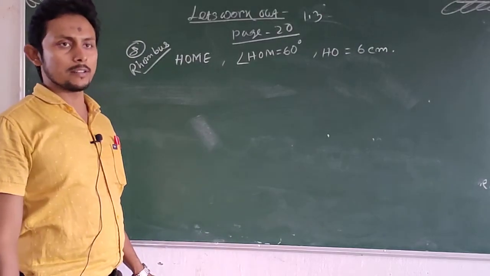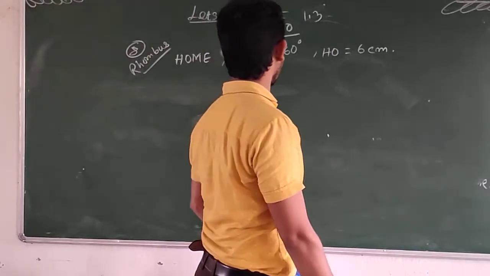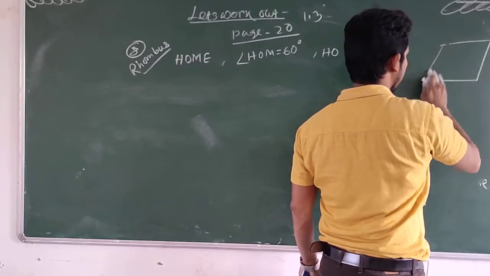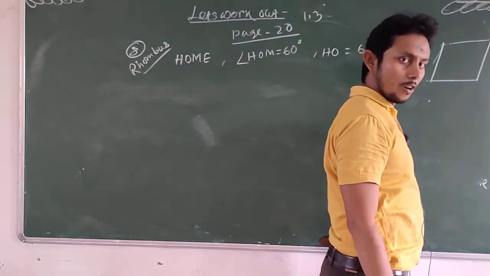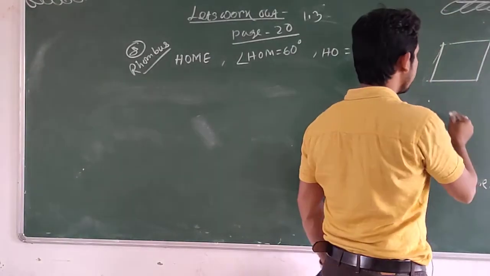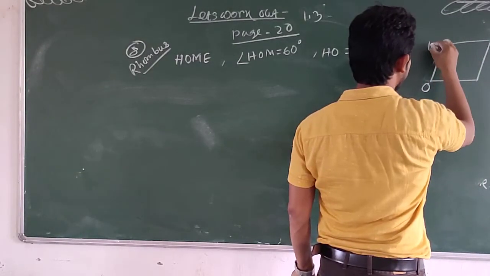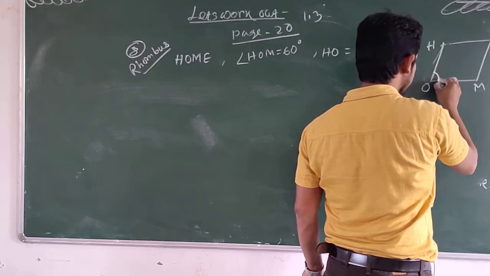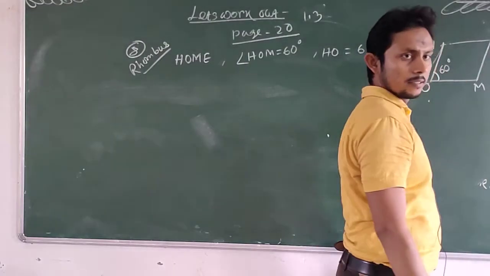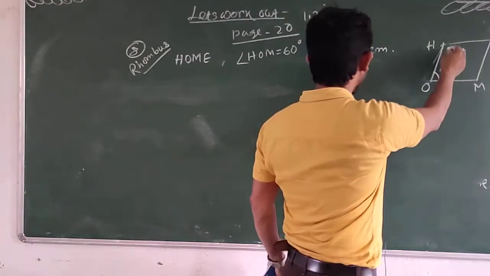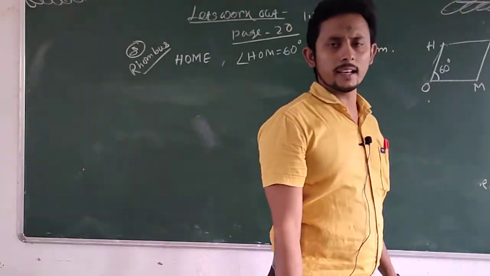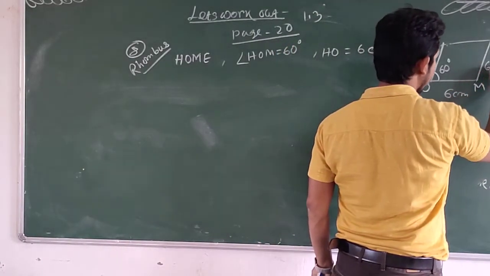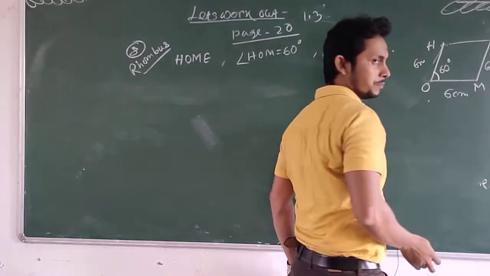For that, here HO and angle O are given. So just draw a rough rhombus, only a rough one. Here just give the names: O, H, M, E. So HOME. That means this angle will be 60 degrees, and this line will be 6 centimeters. Actually, all lines are 6 centimeters in a rhombus, because in a rhombus all sides are equal. Clear or not clear?